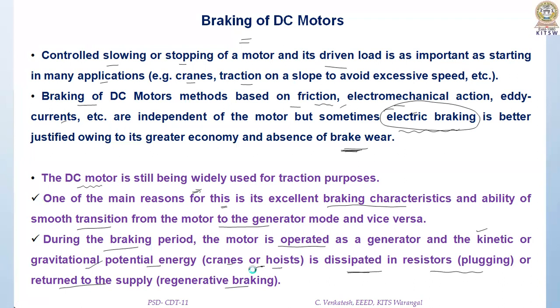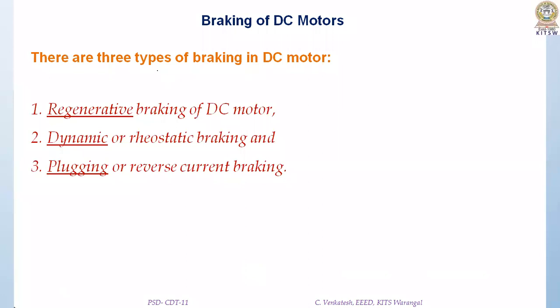Let us see next. There are three main types of DC motor braking methods. One is regenerative braking, second is dynamic braking, and third is plugging. What we do in regenerative braking, in dynamic braking, in plugging, and how the braking operation is achieved, we shall discuss in detail one by one.